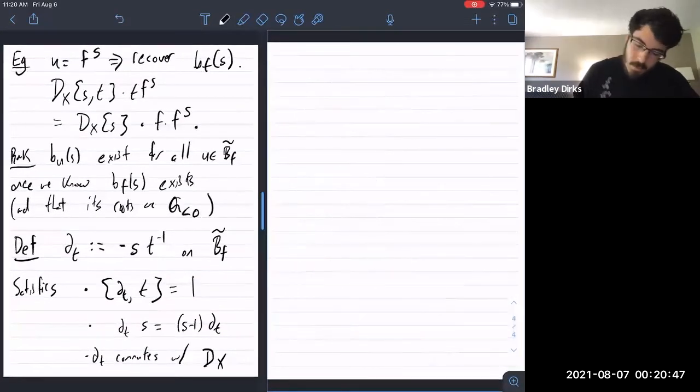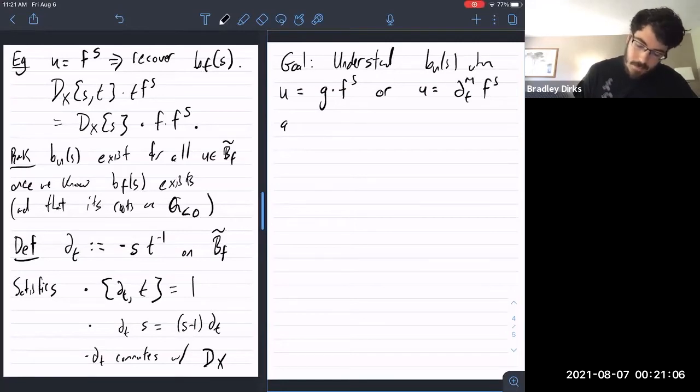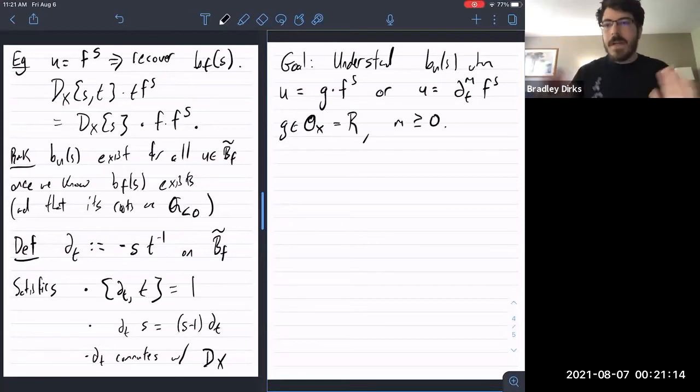Okay, so our goal today is to understand bu of s when u equals g times f to the s, or u equals dt to the m f to the s for some g in O of x, so in this ring R, and some m greater than or equal to 0. So when I say understand, I mean understand the roots of. So we're going to want some sort of divisibility with a polynomial we can write down.